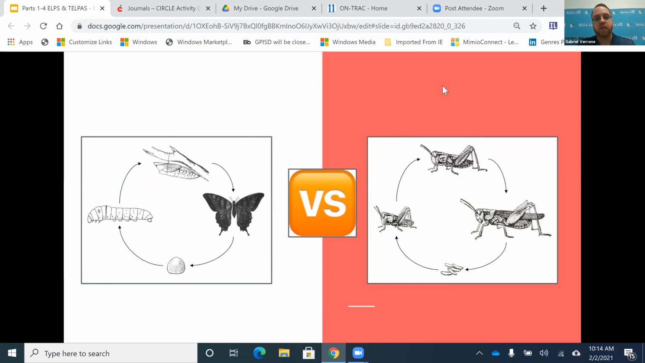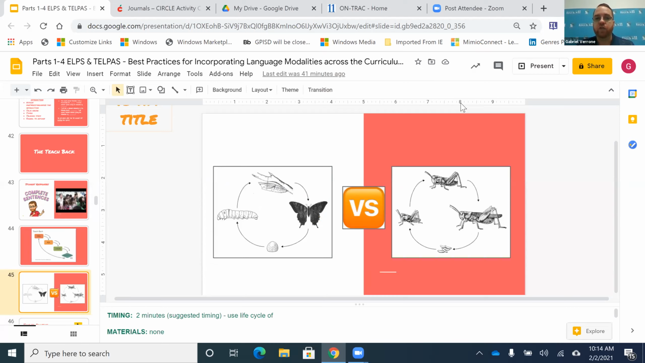Let me escape real quick. When you full screen a video, I forget that you have to go escape fully and then go back to present.